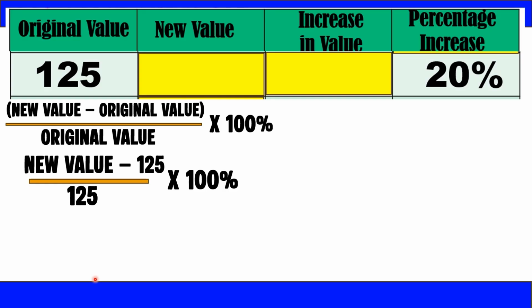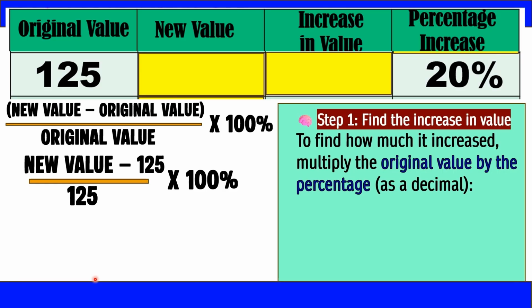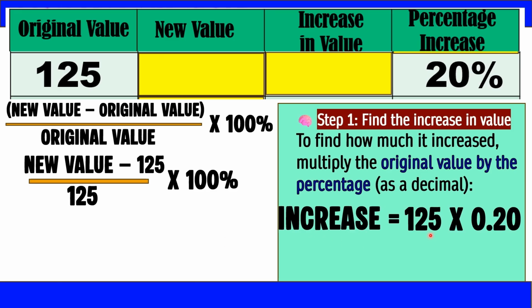So we have an alternative solution. We have our step number 1. Find the increase in value. To find how much it increased, multiply the original value, which is 125, by the percentage as a decimal, which is 20%. So again, to find the increase, multiply 125 times 0.20. So 125 times 0.20, the answer is 25. Therefore, the increase in value is equal to 25.